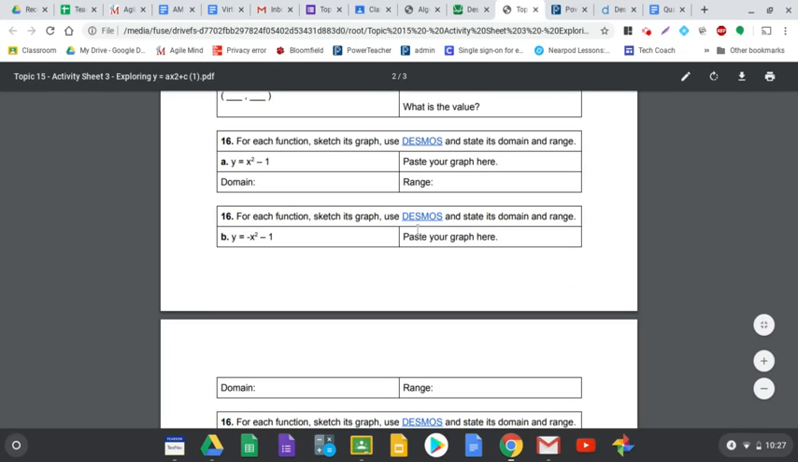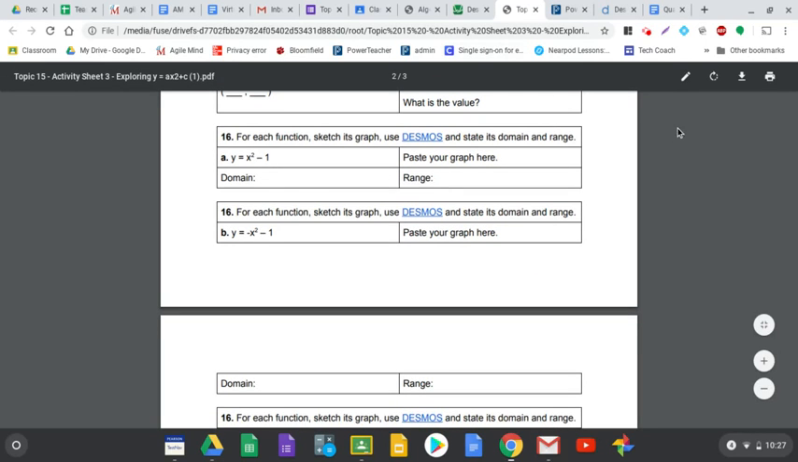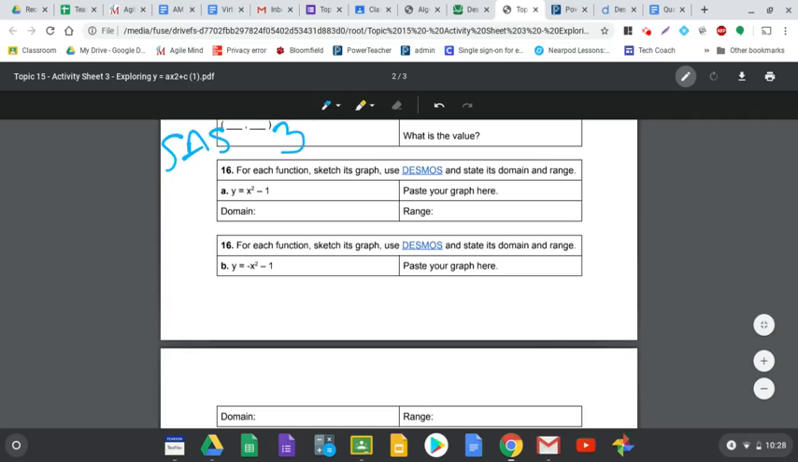For SAS 3, you were supposed to do the same thing on Desmos, right? You were supposed to type in the equation, but now they were asking you about the domain and range. I did mention that the domain for all these parabolas should be all real numbers. So every single parabola here, you can plug in anything that you want for x. It's the range that you really have to be careful about.